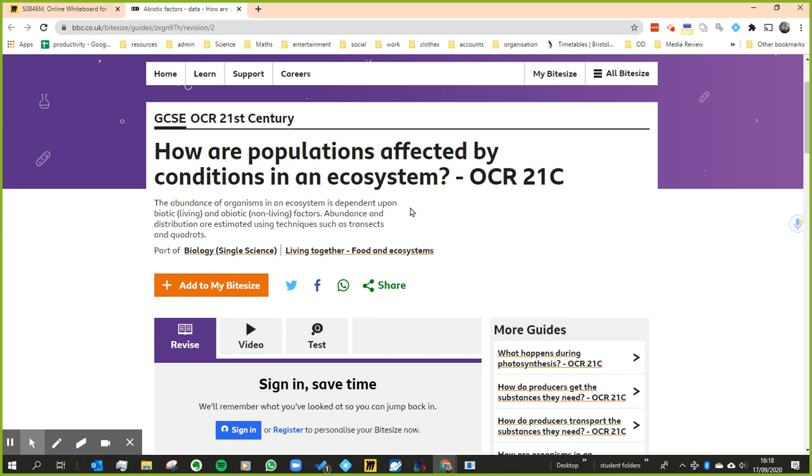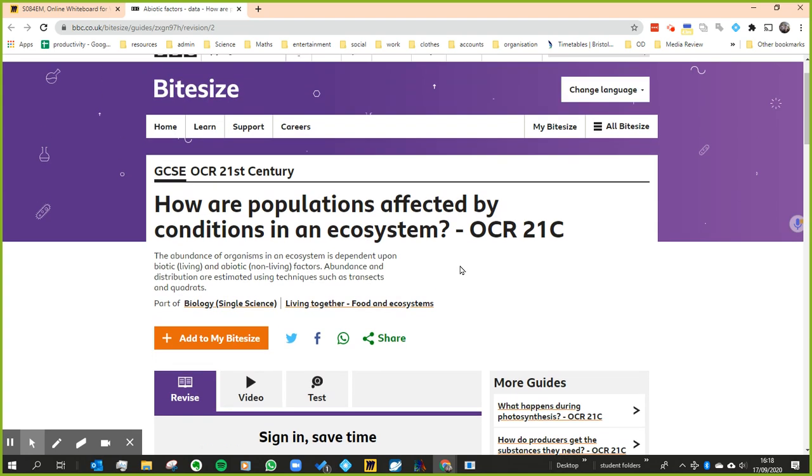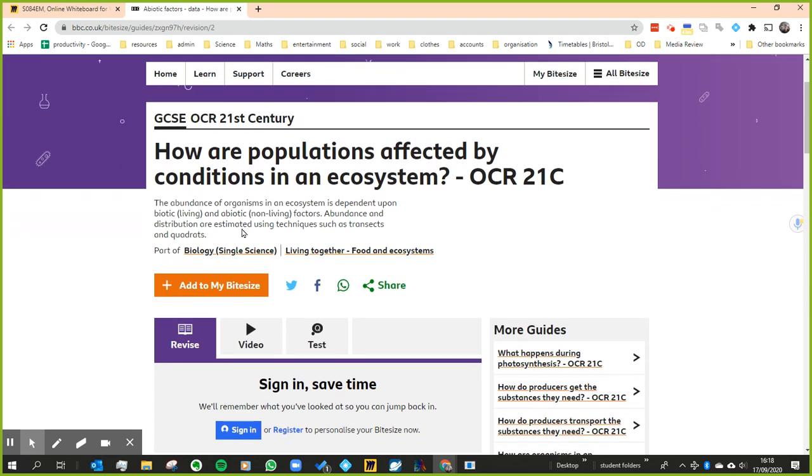Abiotic factors are things that are not living things. So in other words, the temperature, the rainfall, and so on. And then biotic factors would be living things. Okay, so that's living, biotic; abiotic, non-living.